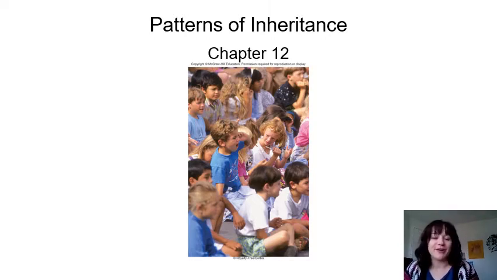Today, we're going to talk about patterns of inheritance, Mendelian ratios, P's, Mendel's P's, and all that. Here in this picture, we've got some kids. You can see we've got kids with red hair, with brown hair, a variety of different skin colors, eye colors, heights probably. So we're going to talk about how it is that we've got all these different traits, even amongst siblings, right? You can have variety.